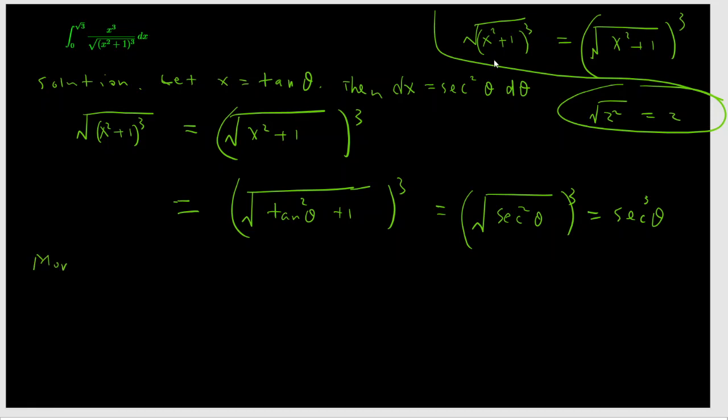For the x value of 0, we're going to determine the theta value. And for the x value of square root of 3, we're going to get the theta value. So we need theta for x values of 0 and root 3.